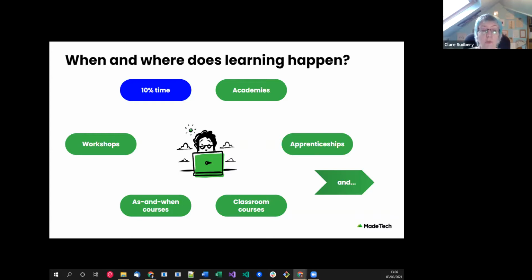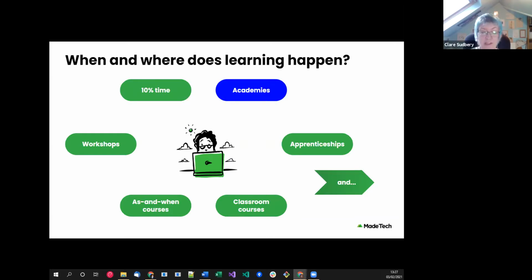And it's up to you whether you specify what that learning should be, or whether you trust people to choose what they should learn, which gives you people who are more motivated and more energized. But it's a very good way of simply saying, you know what, we need to learn. So let's just say we're going to put time aside for learning. And that's what we do at MadeTech.